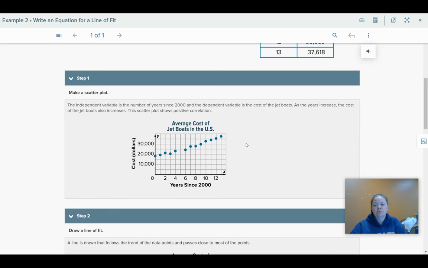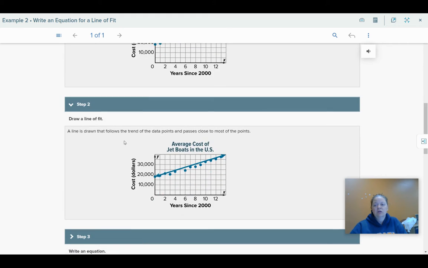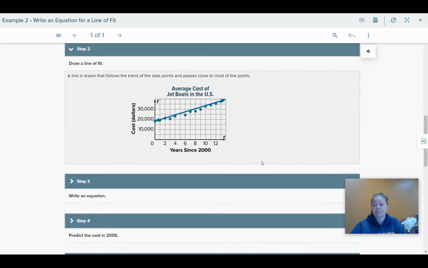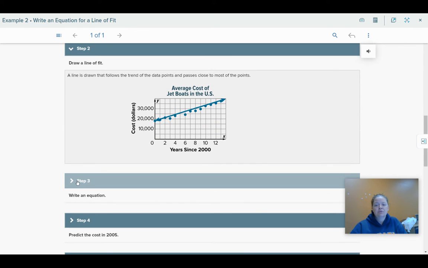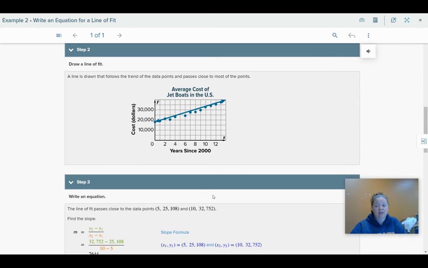Step 2 is to draw a line of fit. A line is drawn that follows the trend of the data points and passes through most of the points. It doesn't have to hit every single one, but you generally want to hit the majority of them. Step 3 is to write an equation for that line.